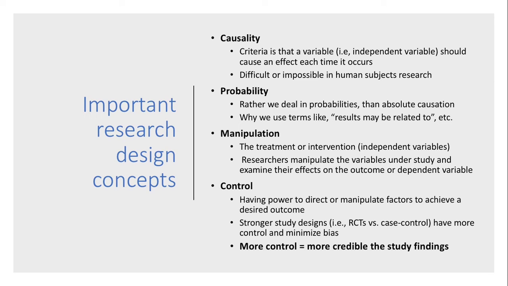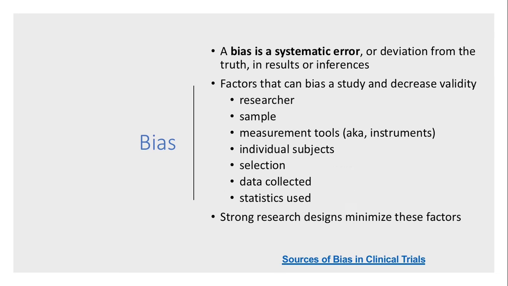With study design, one of the characteristics especially of randomized studies or experiments is that we have a treatment or intervention, and that we manipulate the variables under study, and we examine their effects on the outcome, or the dependent variable. We also have control, which is having power to direct or manipulate factors to achieve a desired outcome. And certainly stronger designs have more control and minimize bias. So bottom line is, the more control, the more credible the study findings are. However, there is a caveat to that and some weaknesses.